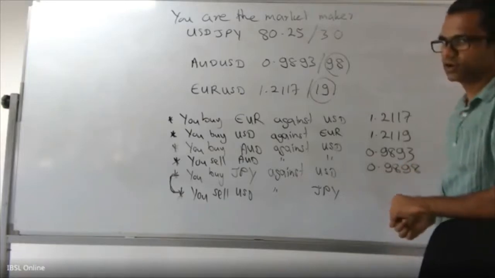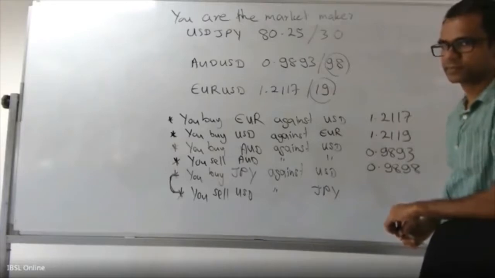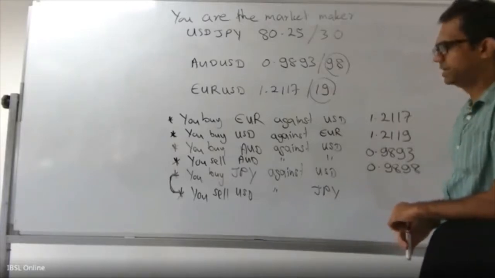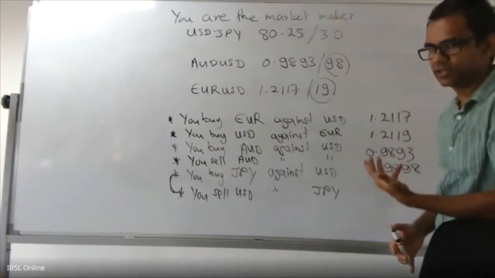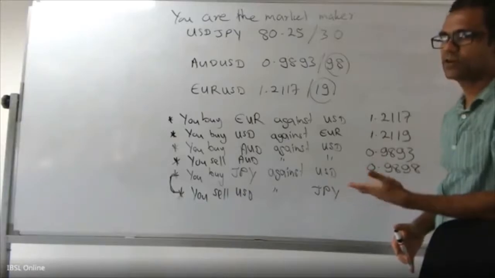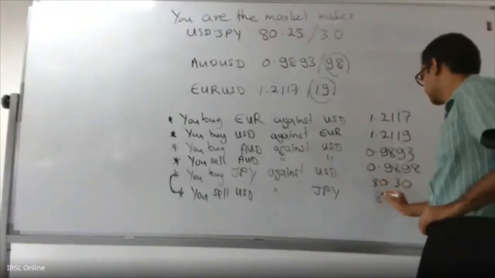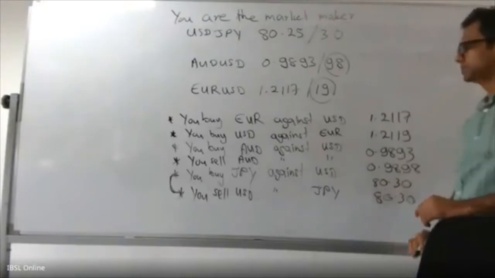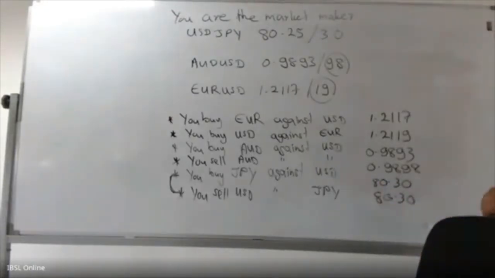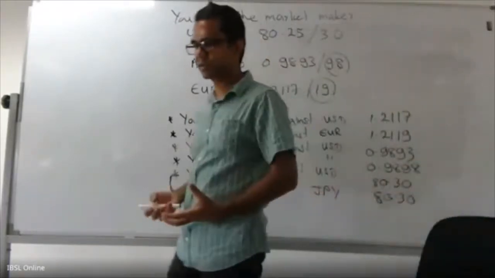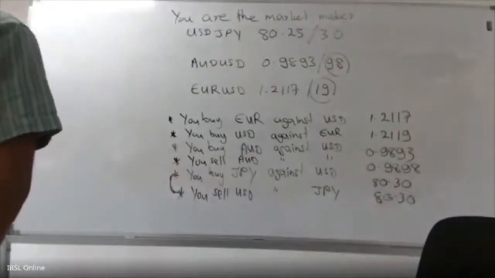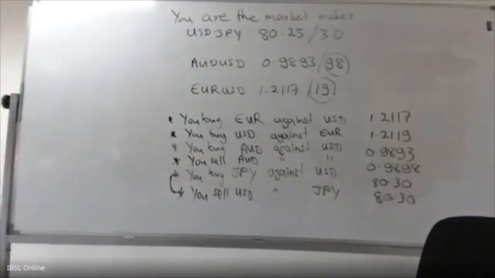You buy yen against dollar. What does it mean? You sell dollars at the offer. So 80.30. The second one is the same. So depending on whether you are a market maker or a market taker, whether you buy the counter currency or the base currency, you should be able to identify the applicable rate. Any question?